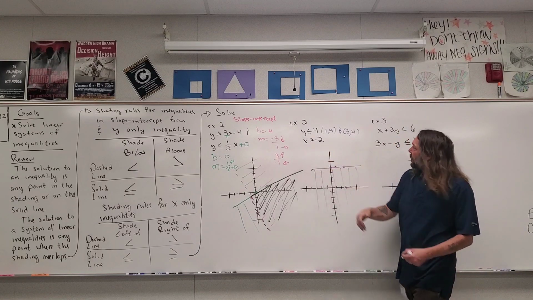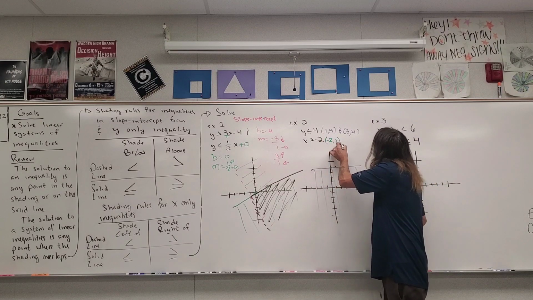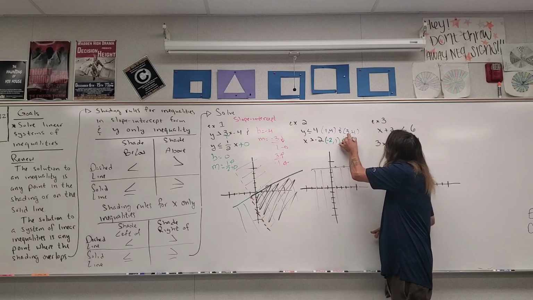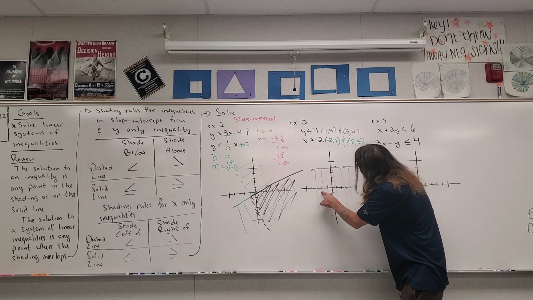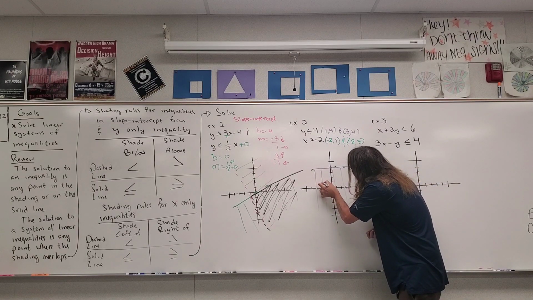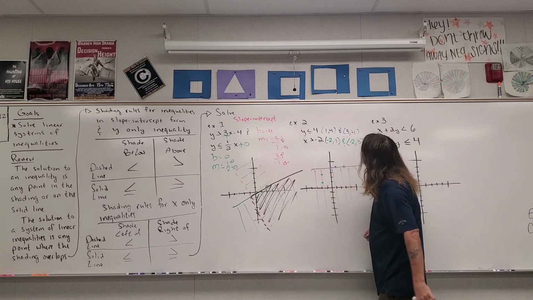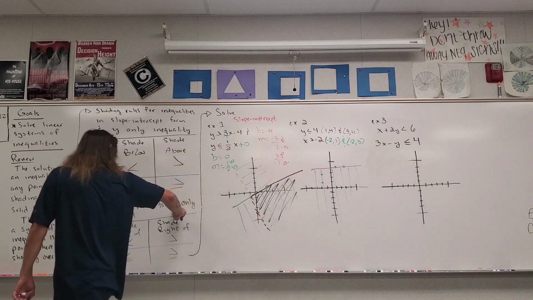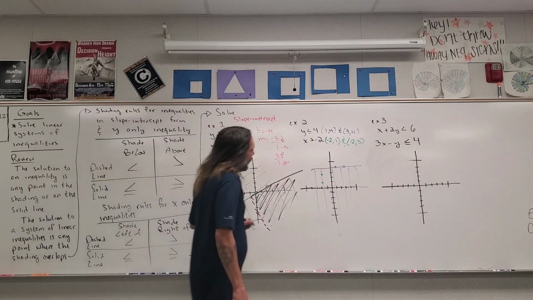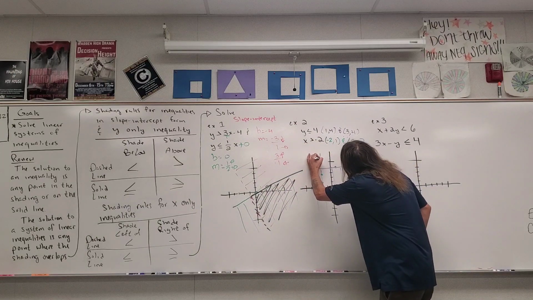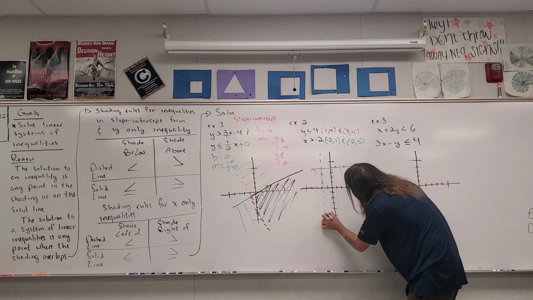My x value is always -2. So I can say it's -2 and 1, and -2 and 3. I have this symbol for my x only inequality, so I'm going to shade to the right, and my line is dashed. I'm going to shade to the right.